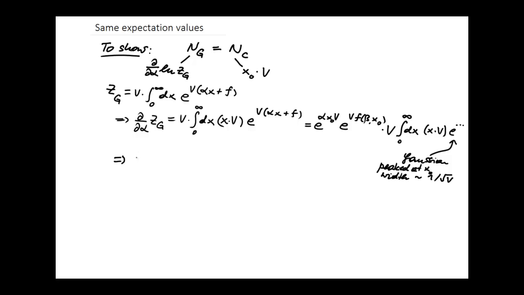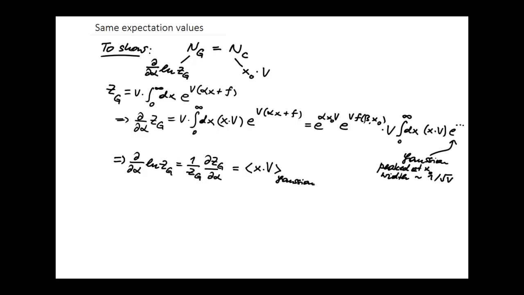Then let's look at the partial derivative with respect to alpha of the log of the grand canonical partition function. This is 1 over the grand canonical partition function times the partial derivative of the partition function with respect to alpha. For that partial derivative, we have the result on the previous line. It's these prefactors, and then we have an integral over x times v times a Gaussian. And then we divide that by the partition function, which has the same prefactors and basically the normalization of the Gaussian. So this ratio gives you the expectation value of x times v, the expectation value evaluated with this Gaussian distribution.